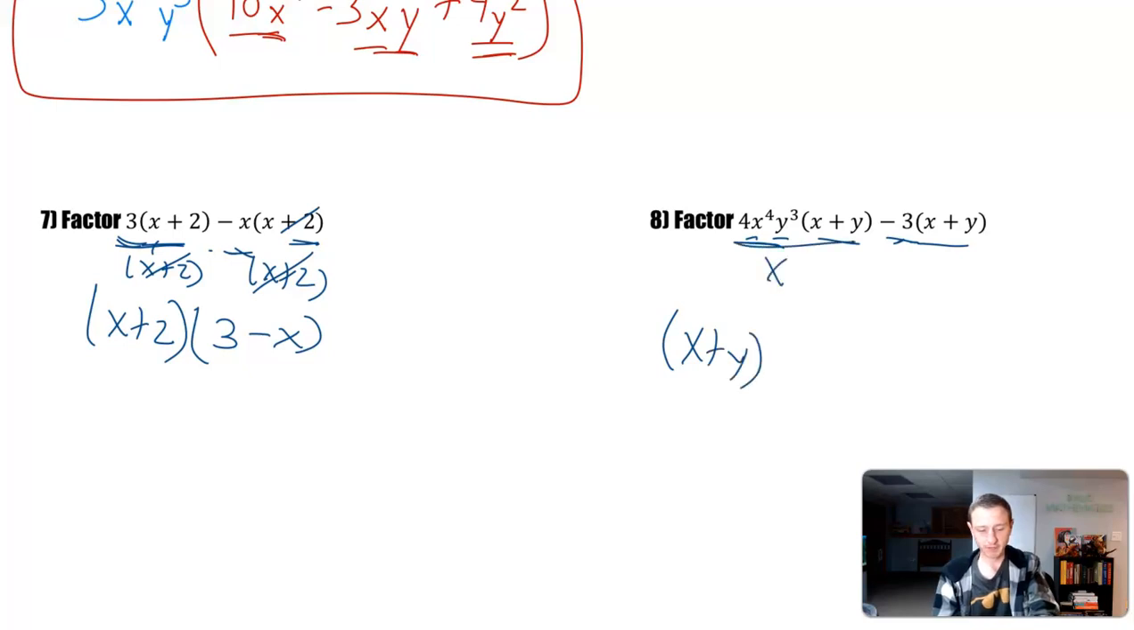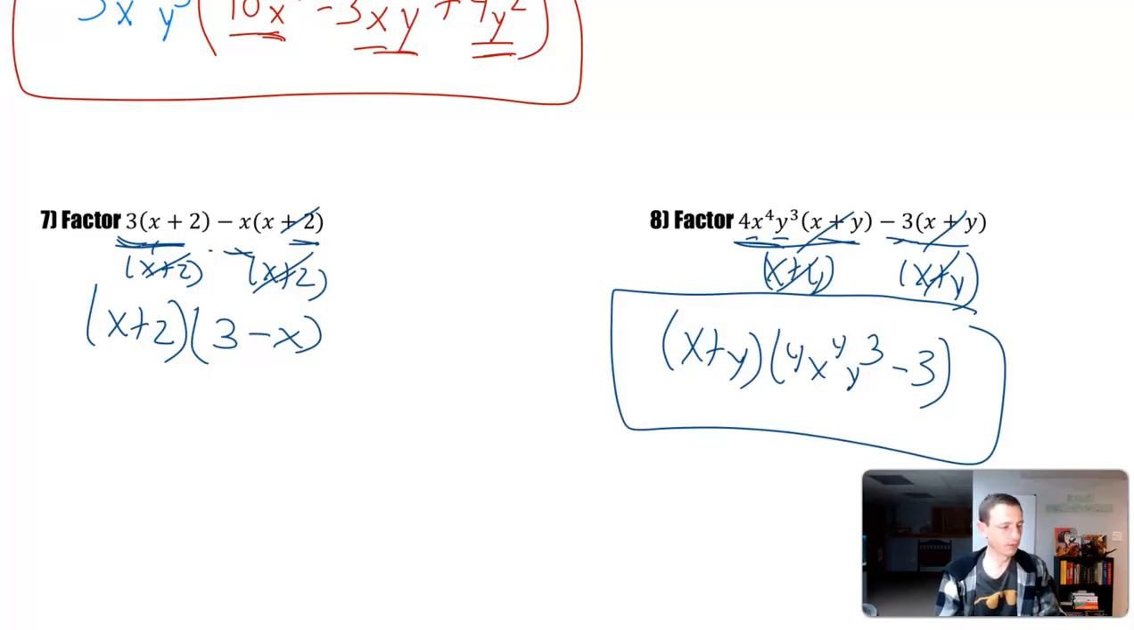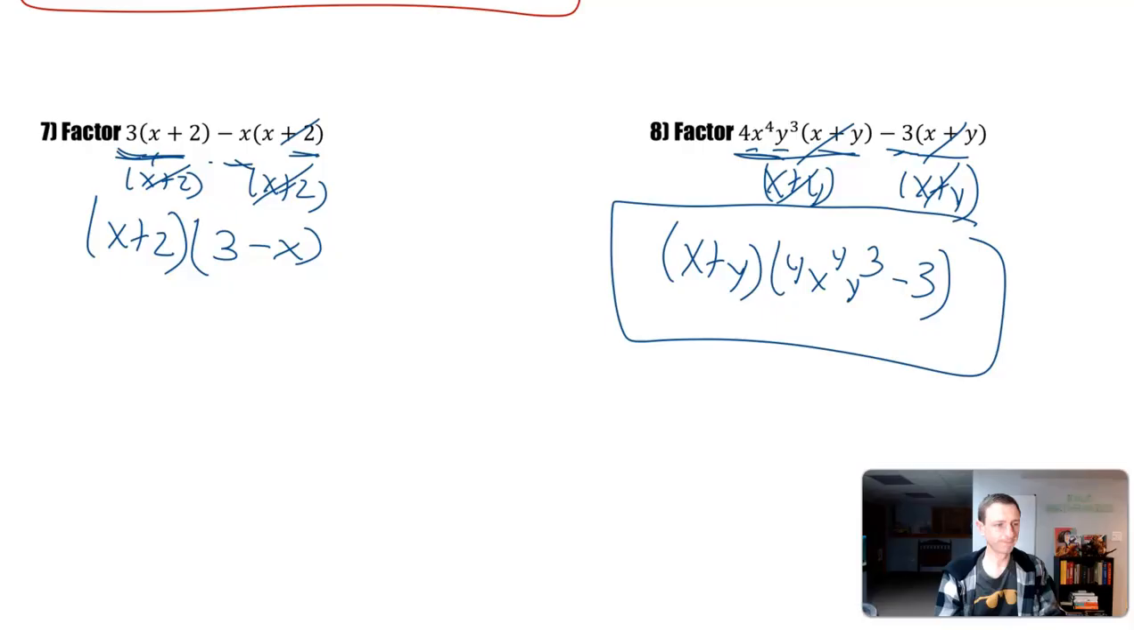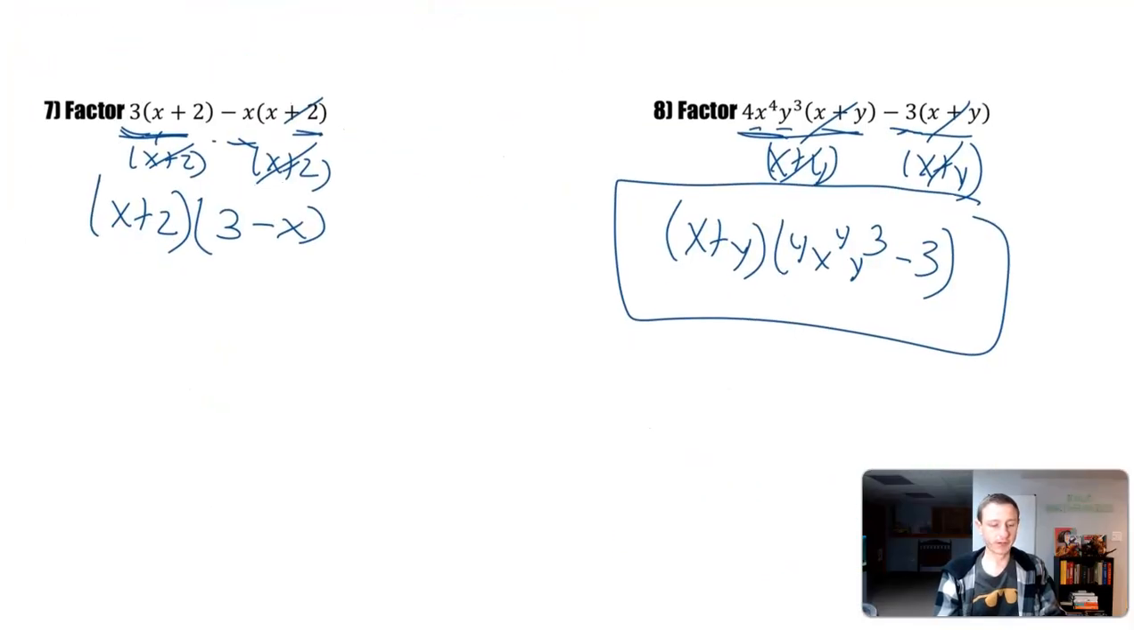And then I'm dividing everything by the factor of x plus y. X plus y's cancel, both terms. So I'm left with 4x to the 4th, y to the 3rd, minus 3. There's our answer. Okay, so that was just factoring out a GCF.